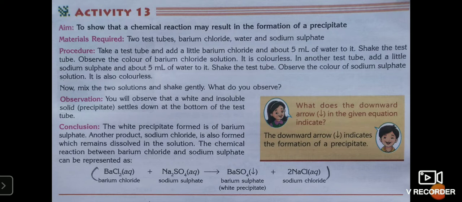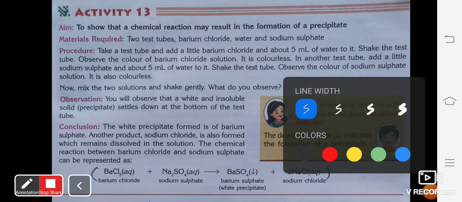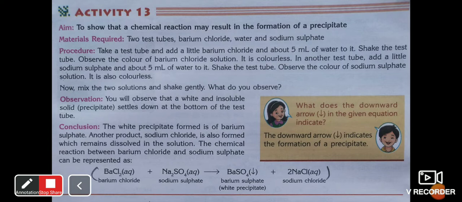For this activity, you require two test tubes, barium chloride, water, and sodium sulfate. Take a test tube and add a little amount of barium chloride. What is barium chloride? Barium chloride is BaCl2. Add about 5 ml of water to it. Shake the test tube and observe the color of the barium chloride solution. You will see that it is colorless.